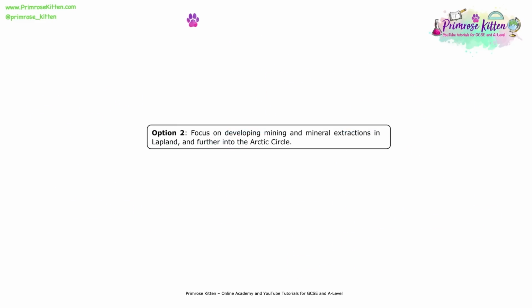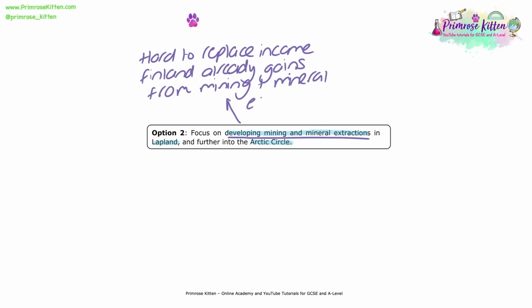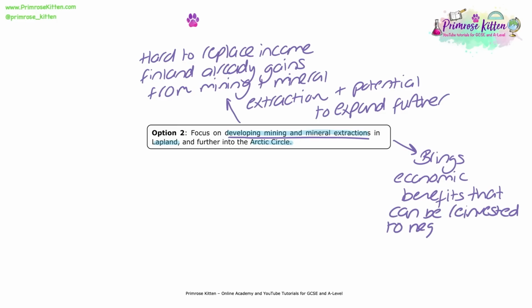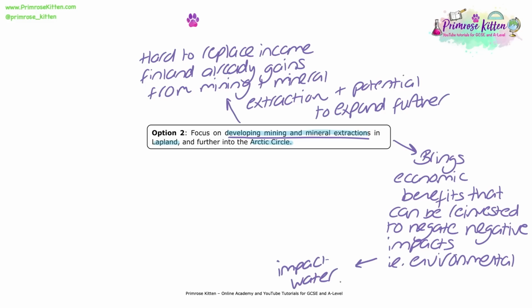Option 2 is to focus on developing mining and mineral extractions in Lapland and further into the Arctic Circle. If you have chosen option 2, then you could justify this by arguing that it would be hard to replace income Finland already gains from mining and mineral extraction, with the potential to expand this further. In addition, the economic benefits likely to result could be reinvested to negate potential negative impacts, such as the environmental impact on water quality.